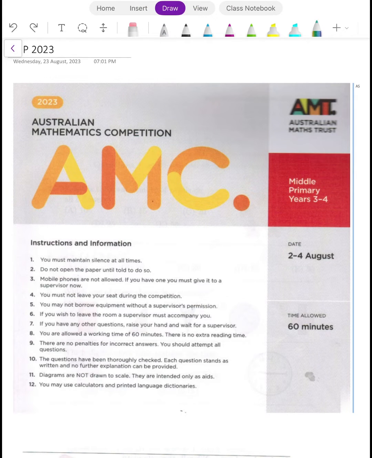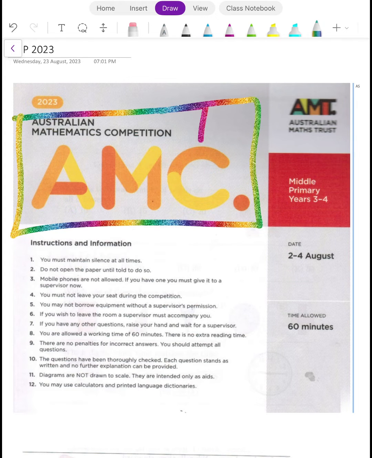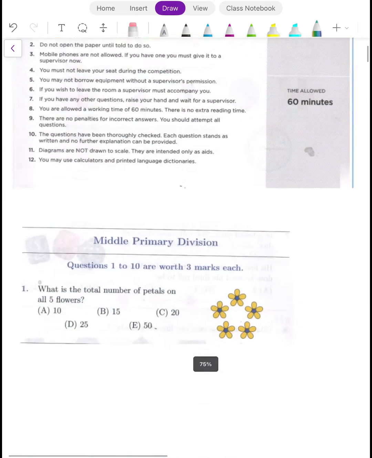Hello. The Australian Mathematics Competition, AMC, have just released their papers for 2023, and today we are solving the paper for middle primary. Let's go on.